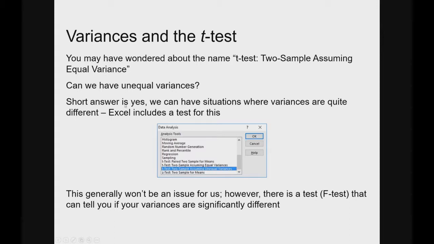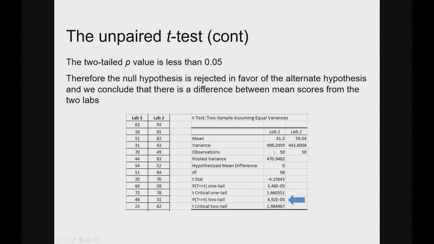And that's, again, kind of the information and the concepts that I'm hoping to get across here as we talk today. Now, this idea of variances, I only brought it up because you may have noticed here it said 2 sample assuming equal variances, and that's the one we chose. Can we have unequal variances? Yeah, the shorter answer is yes. That can happen, and Excel does have a test for it. And generally, you don't need to worry about that. It's not a thing you need to worry about too much.